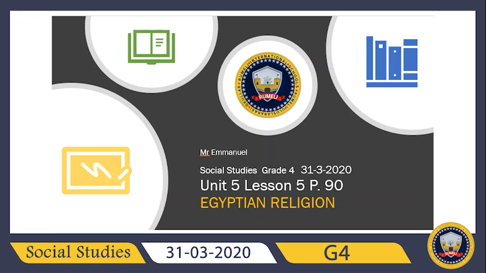is the meaning of a religion. We all know what Egyptians means. Egyptians means someone who is from Egypt. So the religion is what we need to know. What is religion? But before we go into detail, we need to see our objectives for today's lesson.